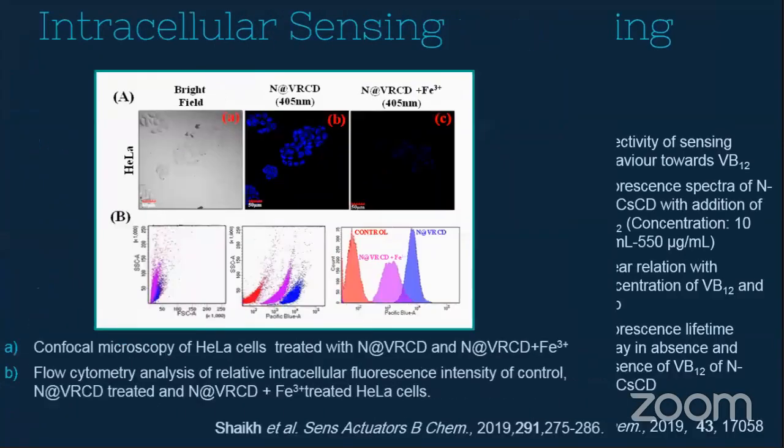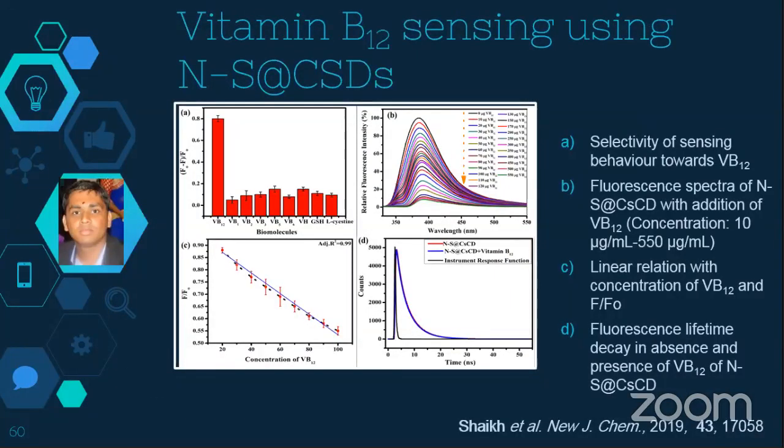Then finally, using Cannabis sativa, we could sense vitamin B12 inside the cell lines, and also photophysically, you can see the UV and all with increase. And this was observed as a turn off sensor.